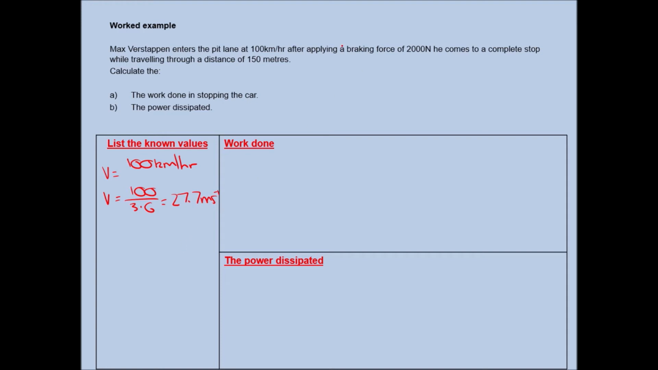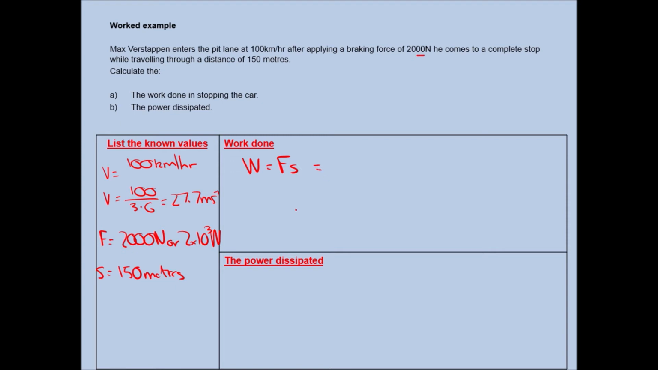Okay, we've got braking force 2,000 newtons. Force equals 2,000 newtons, or 2 times 10 to the 3 newtons, which might make it easier putting it into your calculator. It comes to a complete stop after travelling through a distance of 150 metres. So distance is 150 metres. Okay, first calculation, checking our formula sheet: work done is equal to Fs.